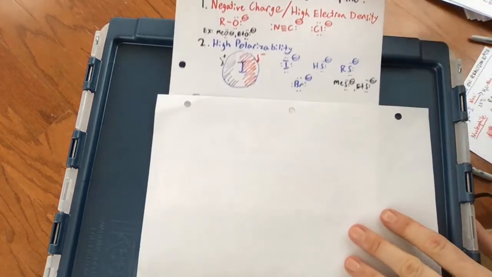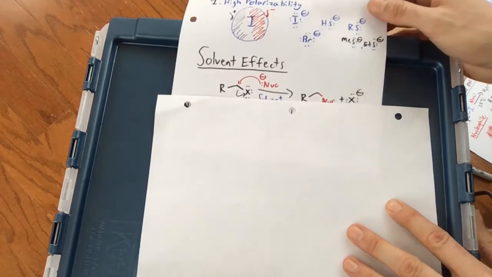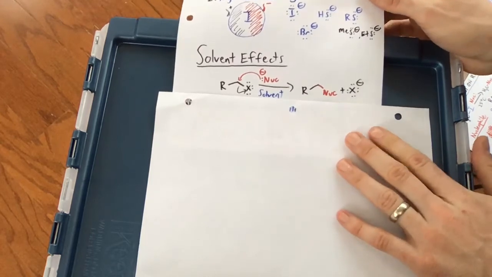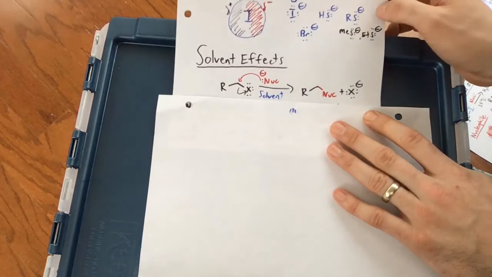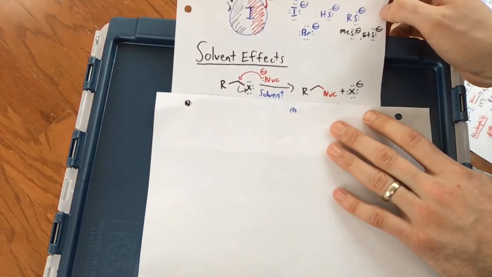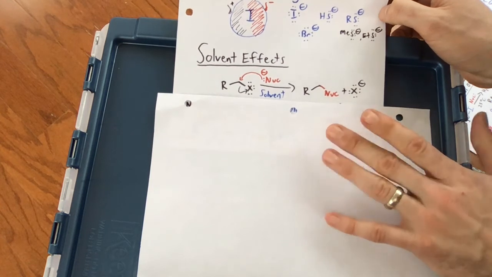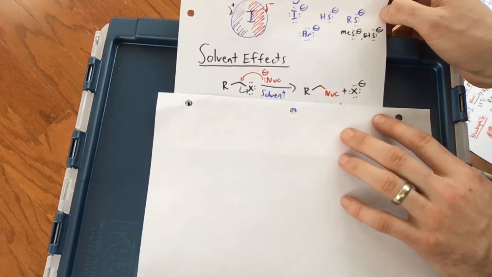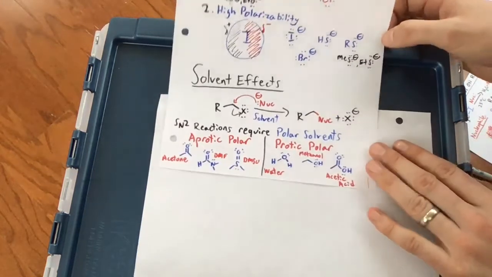So next, we're going to talk about some solvent effects in SN2 reactions, because SN2 reactions have to be run in some solvent. You don't have just some alkyl halide and nucleophile just floating around in the air. They have to be dissolved in something, and so that something can play a very big part in determining the reaction rate of the reaction.